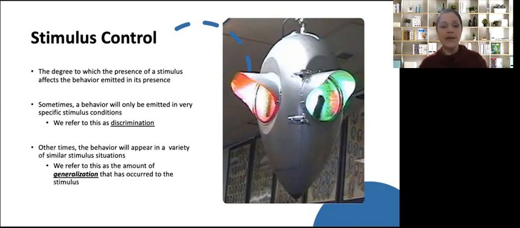Other times, the behavior will appear in a variety of similar stimulus situations. We refer to this as generalization. It's when the same response occurs in other environments or in the presence of other stimuli. A good example of this is when parents teach their kids to say please and thank you.